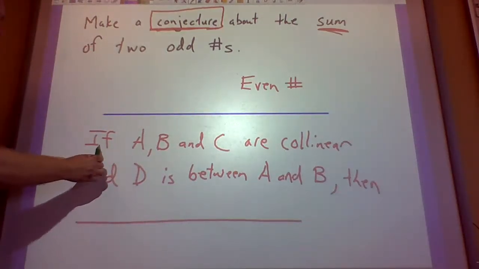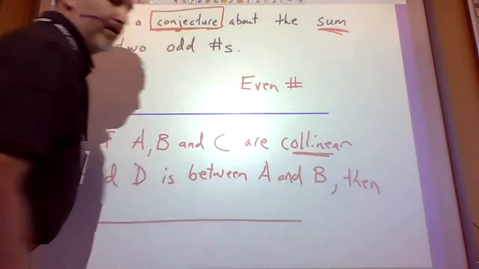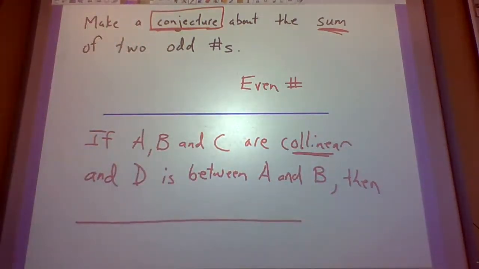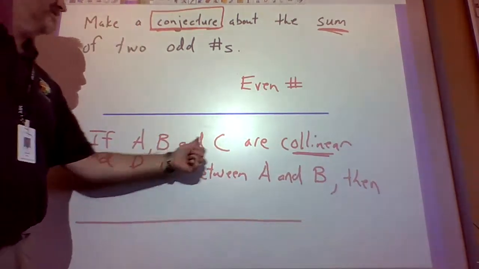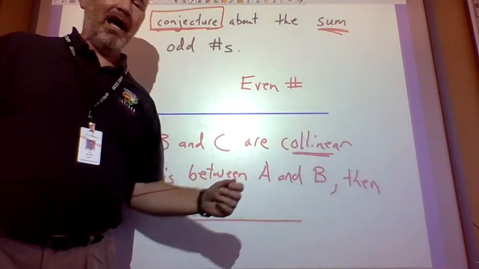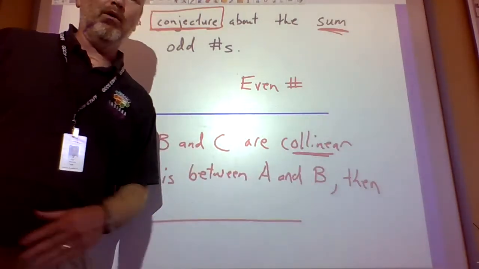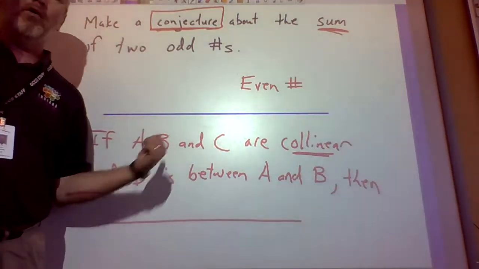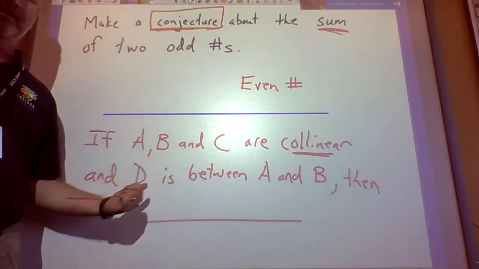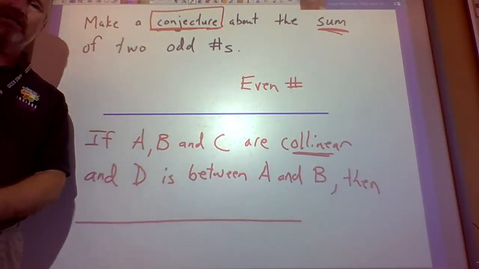So what we've got here is we've got points A, B, and C are collinear. All right, one of our vocab words from last unit, meaning they're together on a line. So A, B, and C are together on a line. And then what if D is between A and B? What prediction could you make about D? All right, so A, B, and C are collinear, and then they're saying, okay, D is in between. What could you say about that?